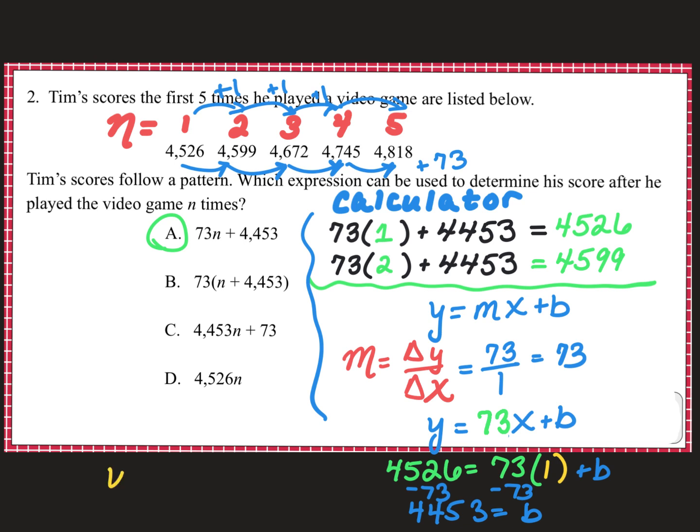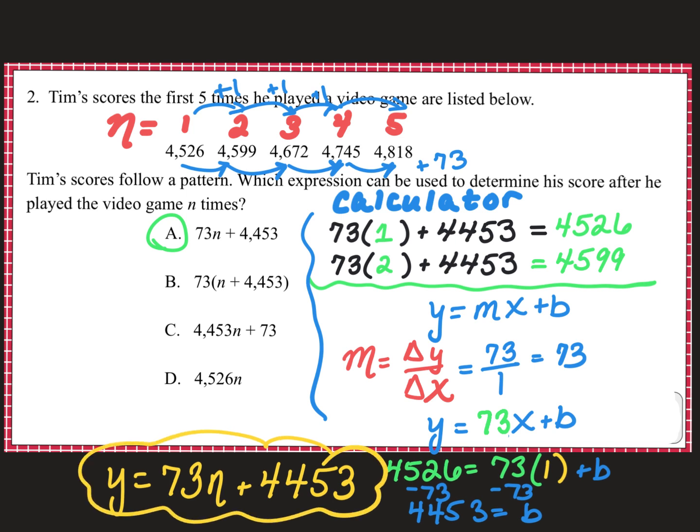Therefore, the equation of this line would be y equals 73x, or in this problem, the position was known as n, so I'm going to write 73n plus 4,453. Definitely the longer way to do this, but understanding how to determine a linear equation is a skill tested on the exam.